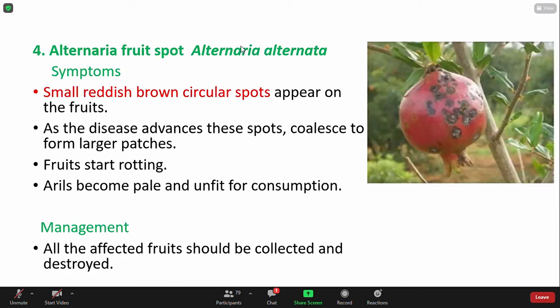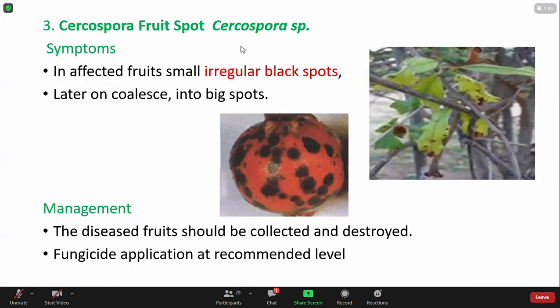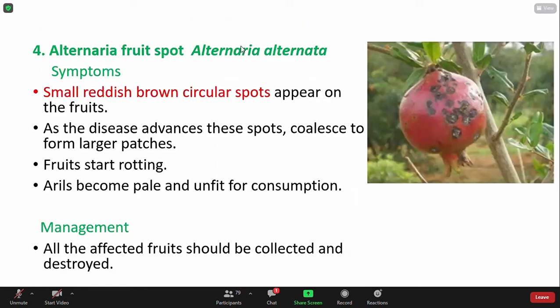The fourth disease is Alternaria fruit spot, and I'm telling you here, you have to have a better understanding of Cercospora fruit spot and Alternaria fruit spot. In your discussion part, you have to differentiate both, right? You got it? Anyone please respond? Yes, miss. Okay, thank you.